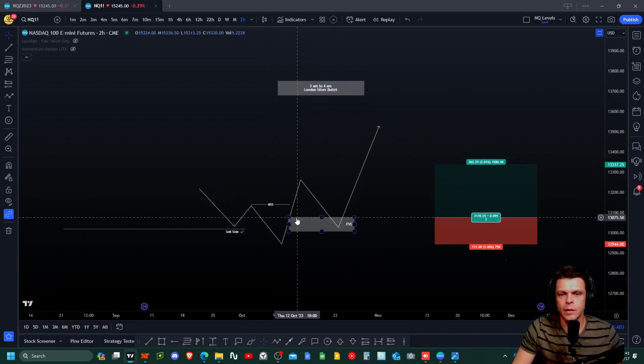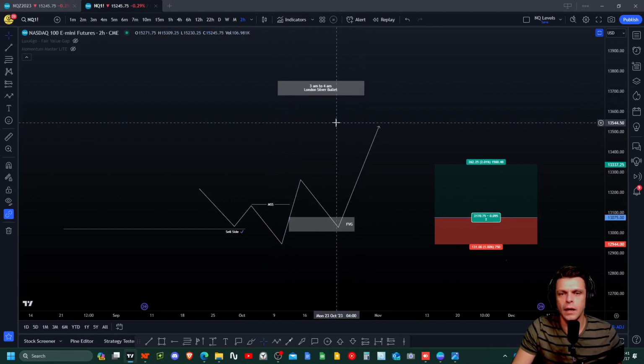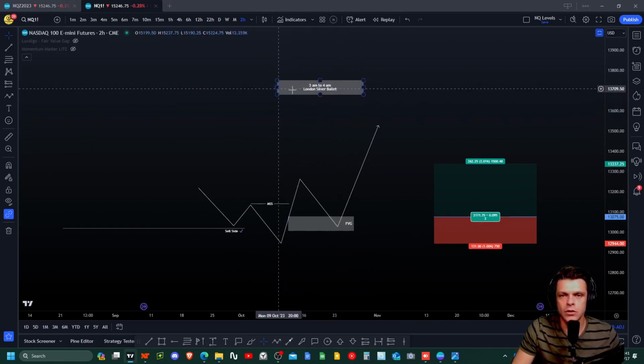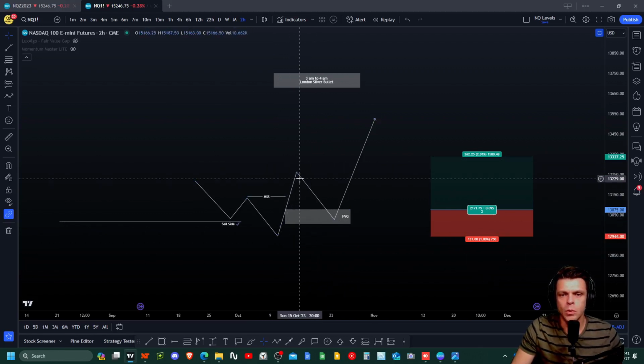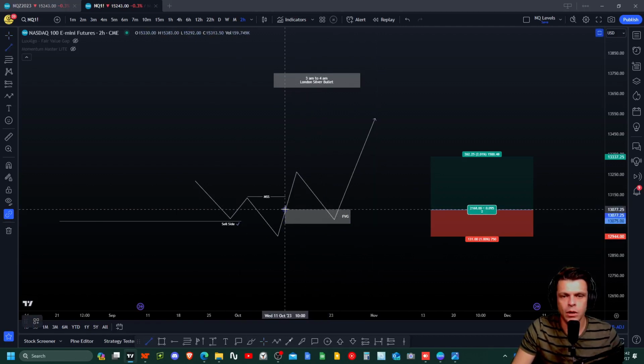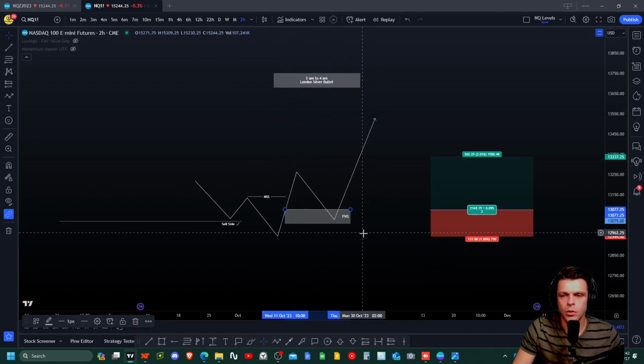And this fair value gap, we want to see form between 3 to 4 a.m. That is the ICT London Silver Bullet session. So after the displacement, we will wait for price action to retrace into the fair value gap. And for a long position, we will put our limit order right at the top of the fair value gap with our stop loss at the previous low.